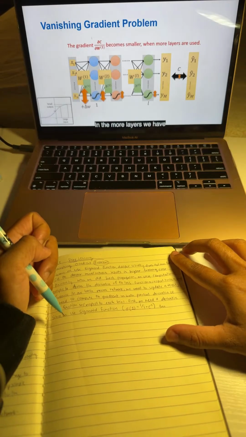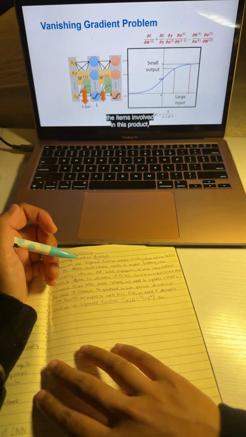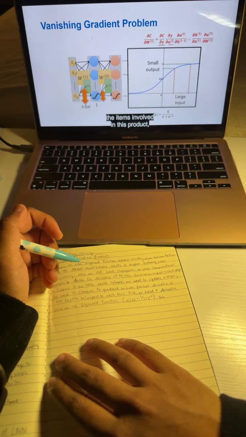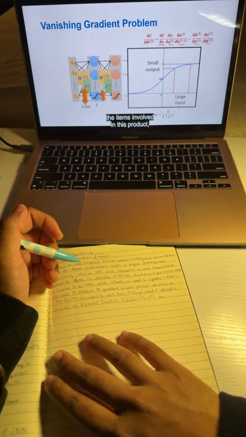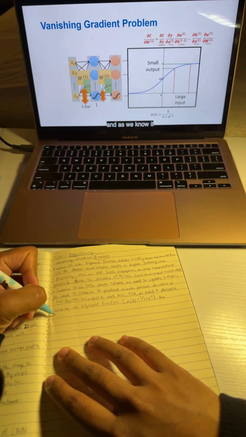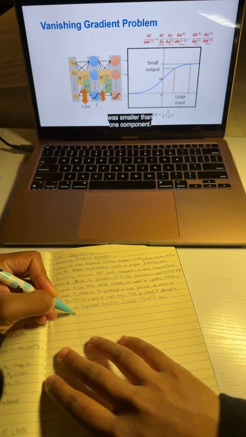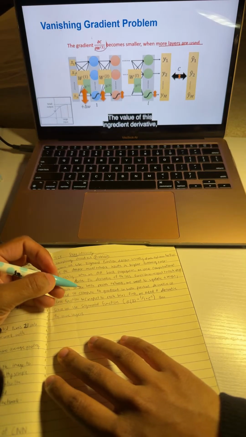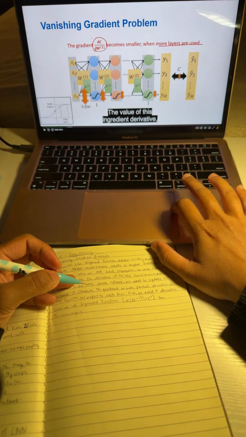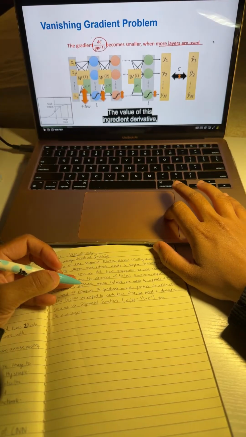So the more layers we have, the more items are involved in this product, and as we know, they involve components smaller than 1. So the value of this gradient becomes smaller as more layers are used.